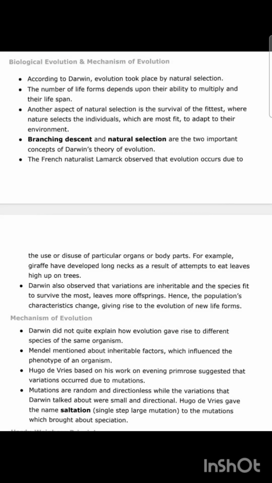Mutations are random and directionless, while the variations that Darwin talked about were small and directional. Hugo de Vries gave the name saltation, which means single-step large mutation. What is mutation? It is a sudden and heritable change in the chromosome or DNA. Saltation is that mutation which brought about speciation. Speciation means creation of a new species.